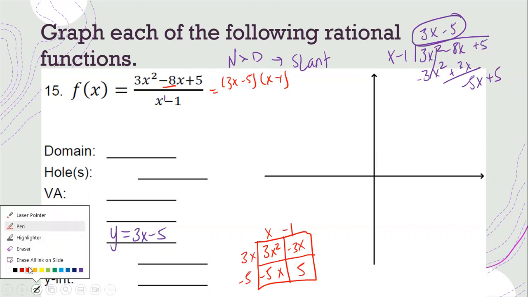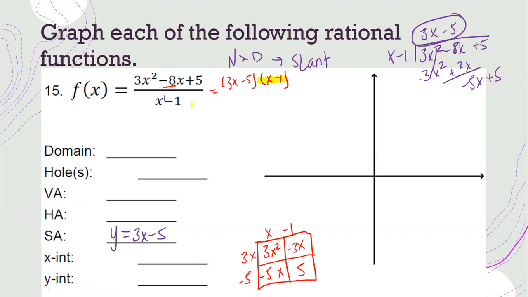After I factor, I now determine, do I have a hole? Yes. Where's the hole? x minus 1. So I have a hole at x equals 1. Then we have vertical asymptote. Is there anything left in the denominator after I eliminate the hole? No. So there is no vertical asymptote. And there's no horizontal asymptote.